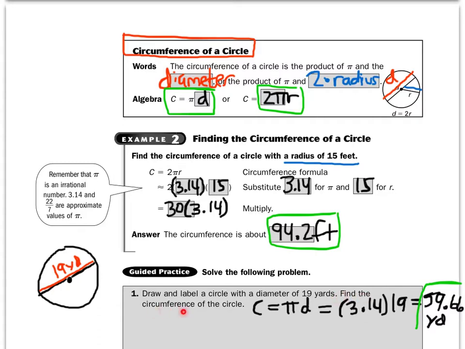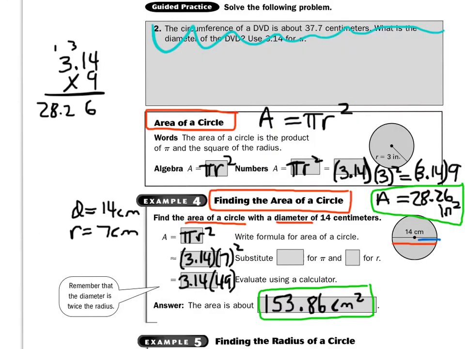And now they want us to find the circumference. We'll start with the formula. Circumference equals pi times diameter. So that would be 3.14 times 19. And when you multiply that, that would give you 59.66 yards. Remember, circumference goes around it, so that's just yards.